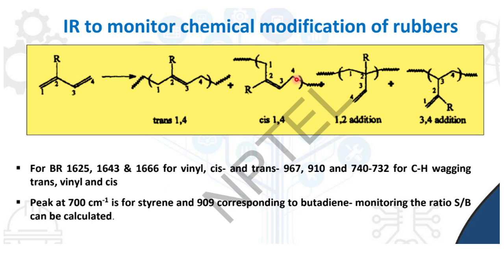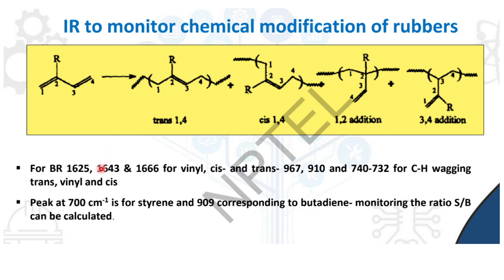The next is the butadiene rubber. Based on different structure, the equation will change. For example, if it is trans 1,4, you are taking 1,4 butadiene and then polymerizing it. So there are different possibilities. First, there may be some portion that is trans 1,4. There may be a few monomer units bonded like cis 1,4. There may be a chance of 1,2 addition and also 3,4 addition.